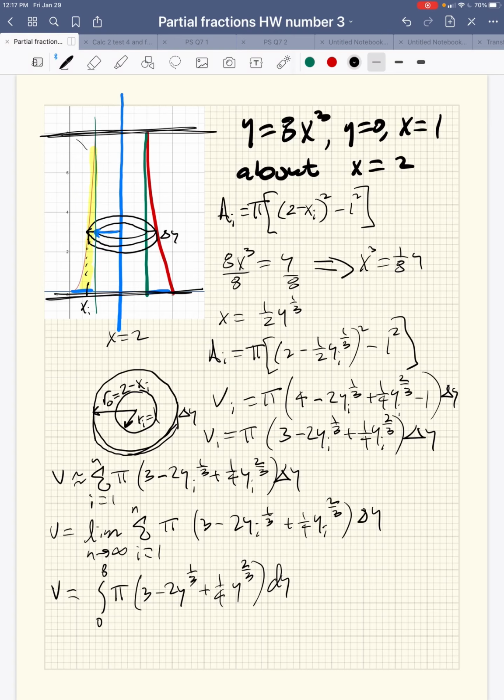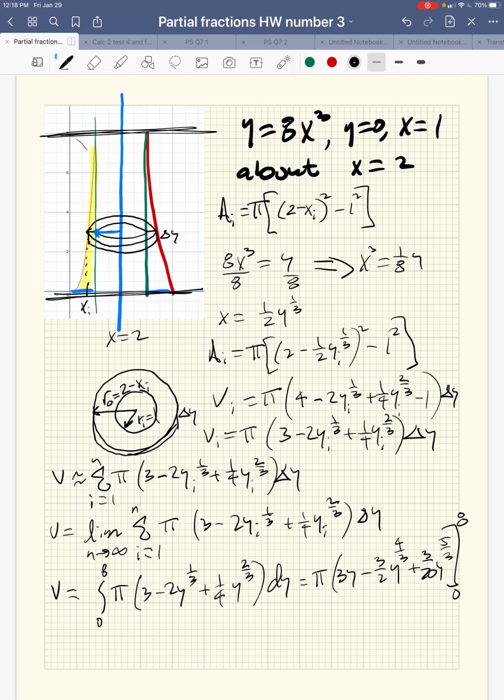Okay, then integrating this, we would have pi times 3y minus 3/2 y to the 4/3 plus 3/20 y to the 5/3 evaluated from 0 to 8.